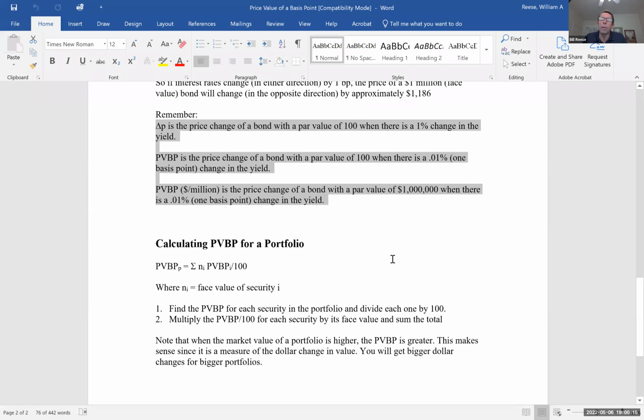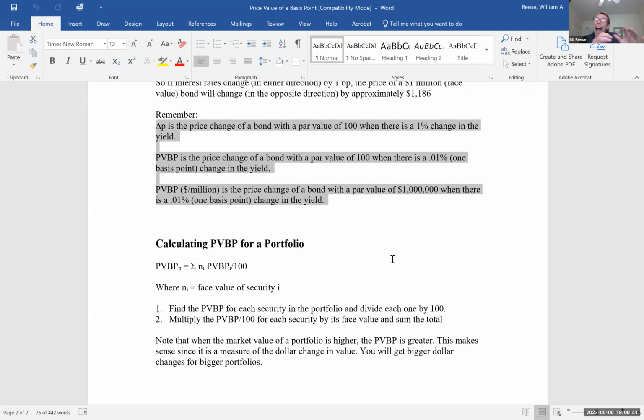Well, what do we do when we've got a portfolio of bonds? Because typically we're not looking to measure this for just one bond, although sometimes we might, but if we have a whole portfolio of bonds, well, the more bonds we have, the more total value that they have, the more their price will change when there is a change in interest rates. Now, this is going to be different from duration.